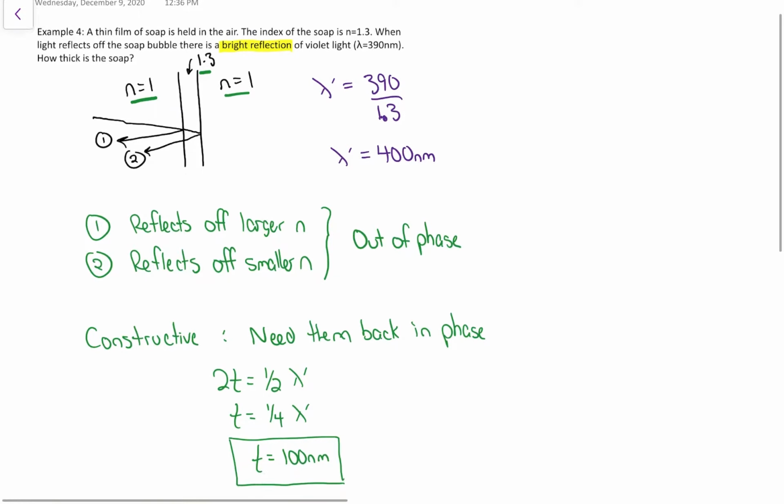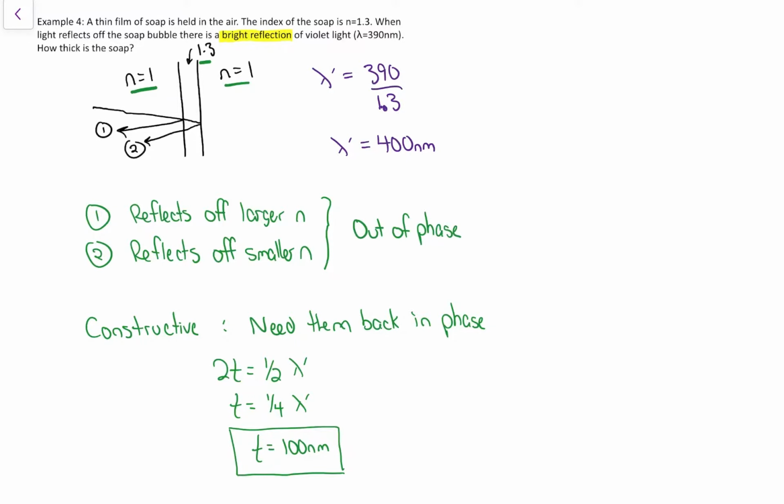What you can't do is look at a question and say, oh, this question says bright. Bright means in phase, so the extra distance must be a lambda prime. You have to consider both what the question asks for, in this case bright or constructive, and you have to consider the order of the ends. And those two together will match the question.